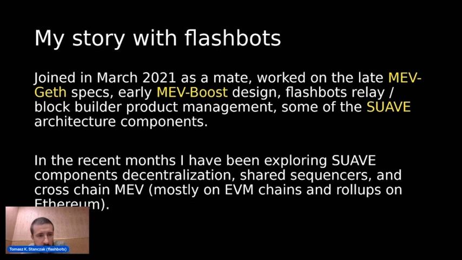Then I worked on some of the SUAVE architecture components. Think of SUAVE as many modules, like ES components, working together towards the single unified auction for value expression. I work on some of them, and some of the research I'll present today is based on recent work exploring decentralization, shared sequencers, and decentralization of sequencers on L2s mostly. Cross-chain MEV is something Flashbots has been interested in for a long time. We've published some research and an introduction to cross-domain MEV in the past, so check out what Flashbots posted on the research forum.